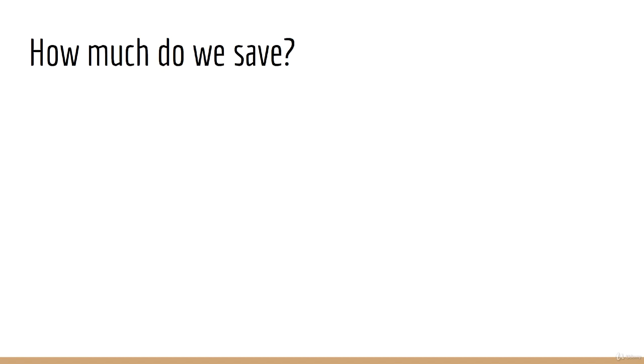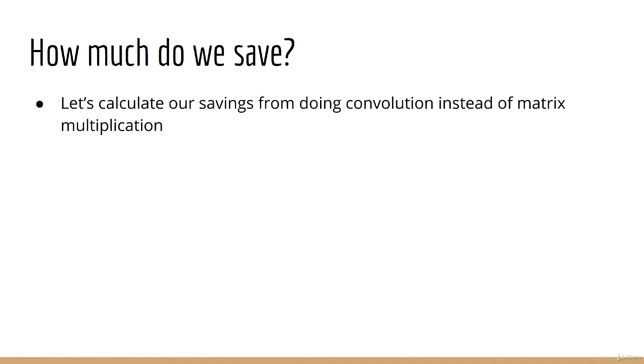Alright, so now that you understand how convolution and a full convolution layer works in a neural network, let's consider our savings. Remember that one way to look at convolution is that it's parameter sharing. Sharing parameters means that we use the same weights in multiple places, reducing the number of total weights we need. So let's do a quick calculation to determine our savings.